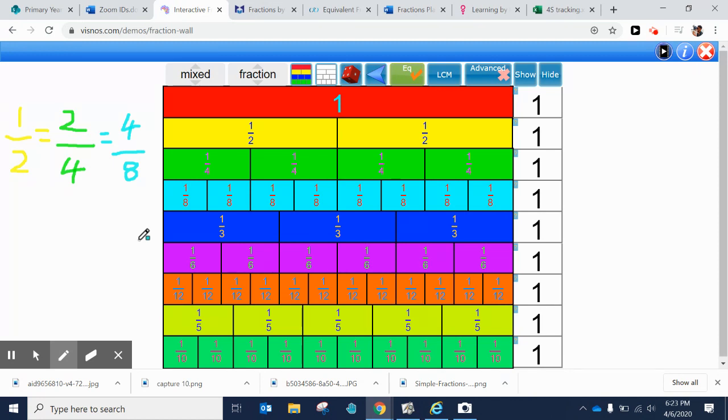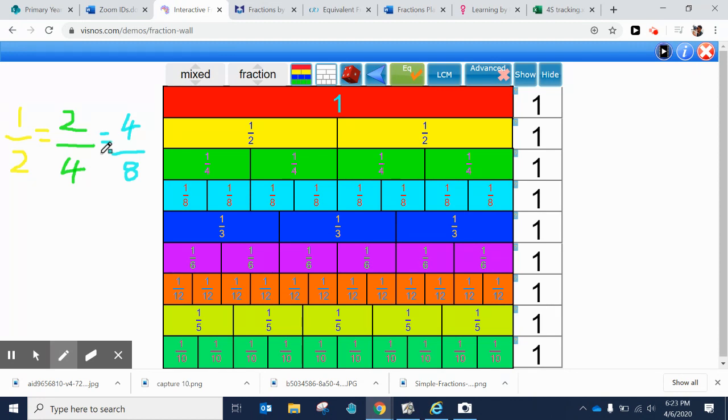Some of you may have noticed that the number keeps doubling. So we go from 2 to 4, and then 4 doubles to 8. Same on top. The numerator starts as 1, we double the numerator to 2, and then we double it again. So there we noticed a pattern.